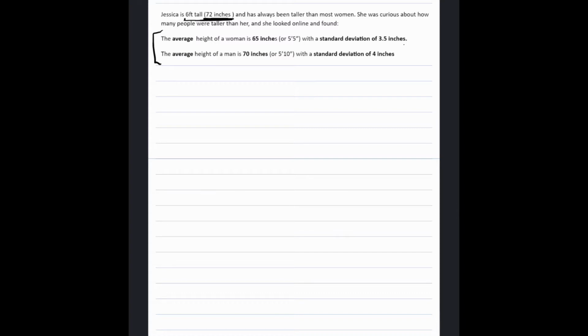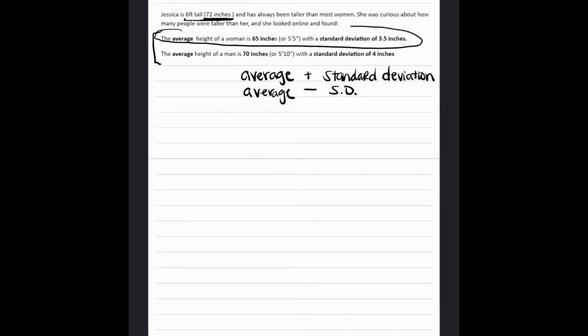Okay, so what we're going to do with this is take our average and add the standard deviation, and we're going to subtract the standard deviation. So we're going to take the average and then subtract, and instead of writing standard deviation, I'm going to write SD from now on. Oops, I spelled average wrong. Wow, I've been out of school for too long. Average. Okay, so I'm going to do just the women's height. You guys are going to do the men's height on your own.